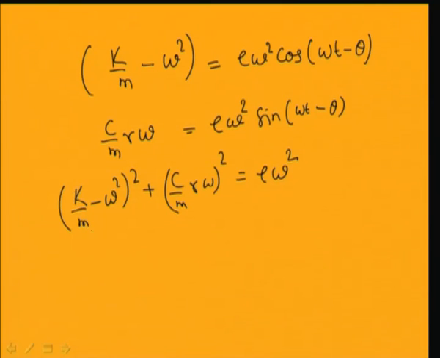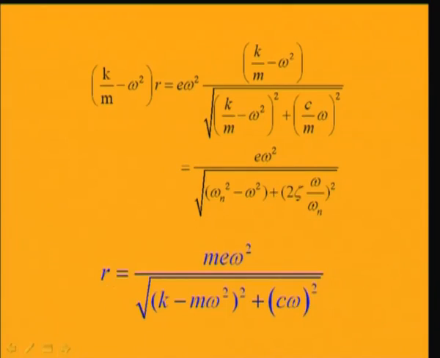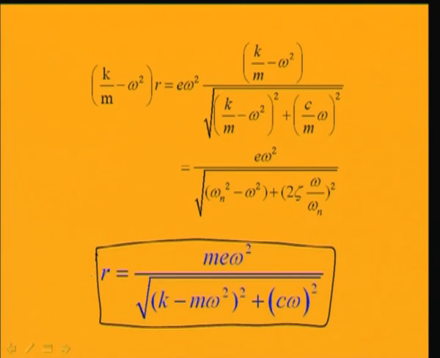So k/m will be equal to ωn². So this is (ωn² − ω²)² plus c/m equal to 2ζωn, so (2ζωn ω)², whole square equal to e ω². And from this I can have this expression for r. So r will be equal to m e ω² by root over (k − m ω²)² plus (c ω)².